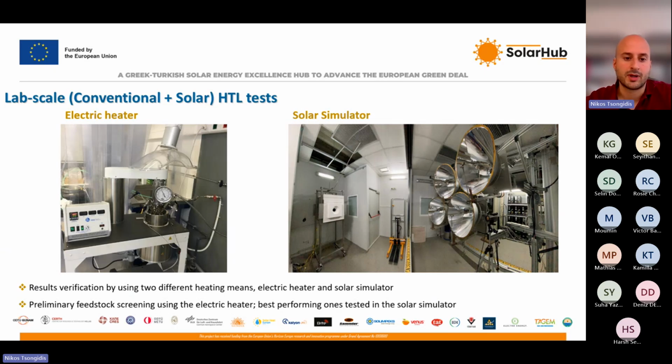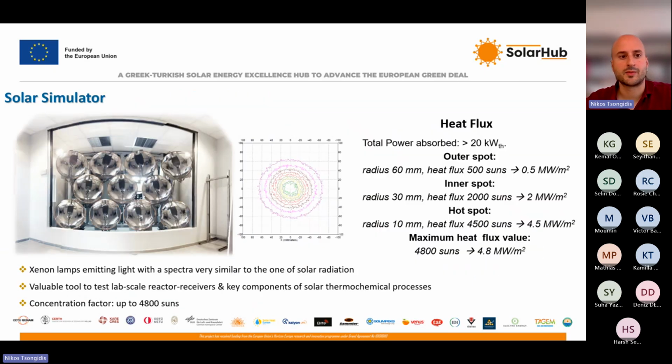In our case, as I told you, we have tried to keep it as simple as possible. I will share a couple of details again in the next few slides regarding our parameters and the testing that we have performed within the framework of SolarHub.